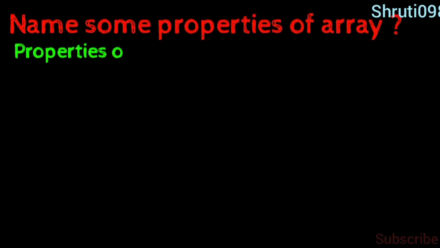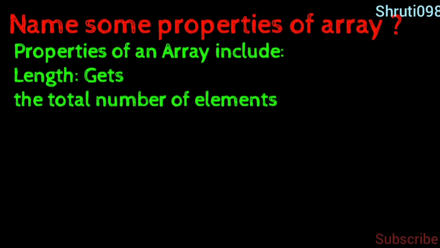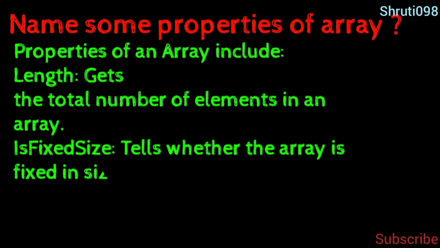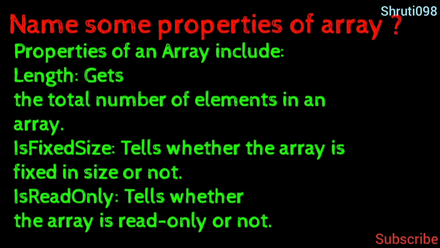Question: name some properties of an array. Answer: properties of an array include Length, which gets the total number of elements in an array; IsFixedSize, which tells whether the array is fixed in size or not; and IsReadOnly, which tells whether the array is read-only or not.